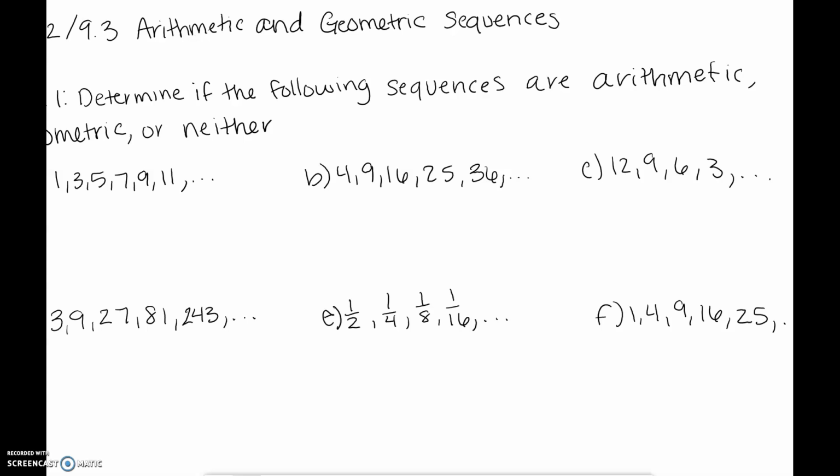Okay, so now we have 9.2, 9.3 arithmetic sequences and geometric sequences. So we're going to go ahead and take a look at just a bunch of different sequences and determine if they are arithmetic, geometric, or neither. So remember that we just talked about that arithmetic is when we are adding or subtracting. And then geometric is when we are multiplying.